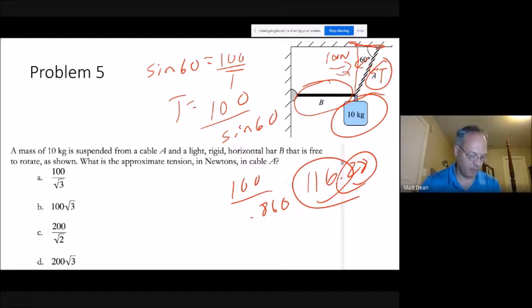So let's go 100 divided by the square root of 3. So that is 57. 100 times the square root of 3. 173. 200 divided by the square root of 2. Nope. And 200 times the square root of 3. No. So let's see what I did wrong there.